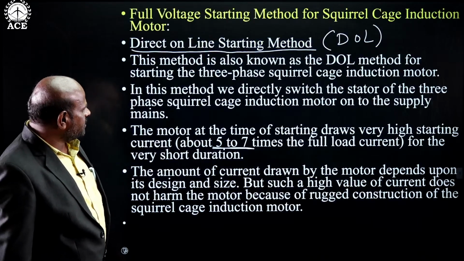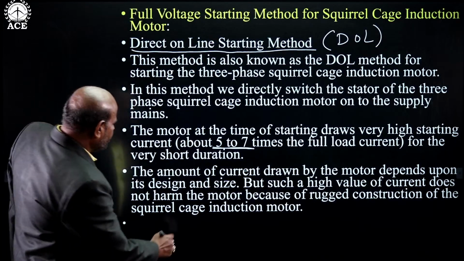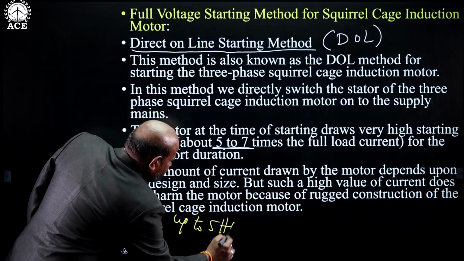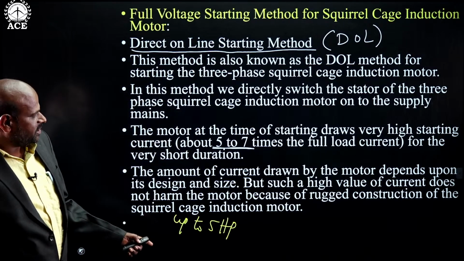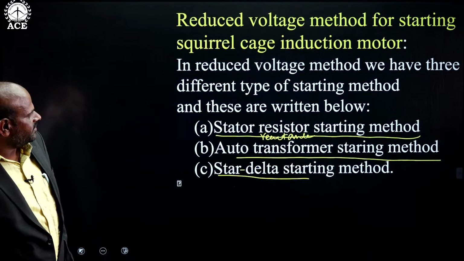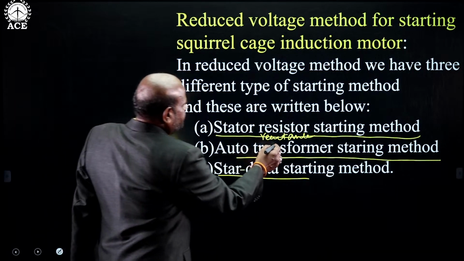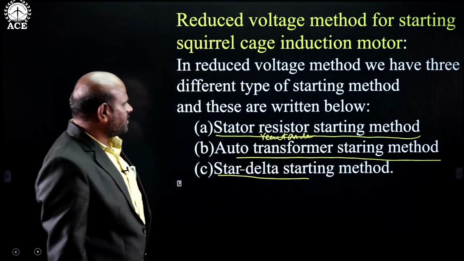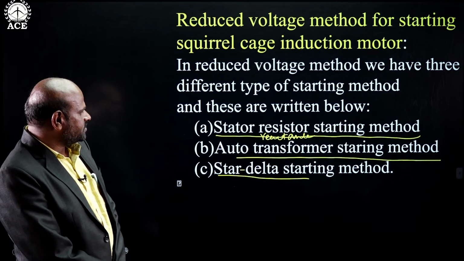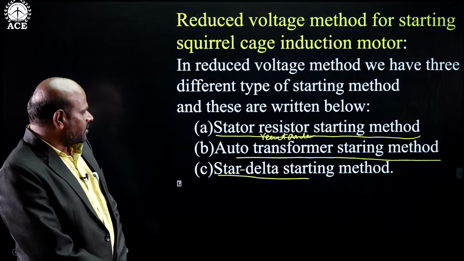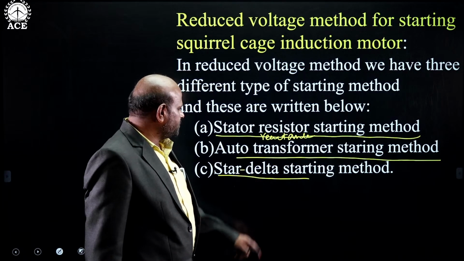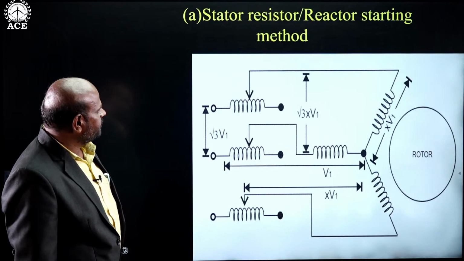Direct online starting method is applicable only up to 5 HP. We can use the direct DOL starter method only for motors up to 5 HP. Beyond 5 HP, up to 10 HP, we can use the stator resistance starting method. Auto transformer up to 20 HP, and beyond 20 HP we can use the star delta starting method.